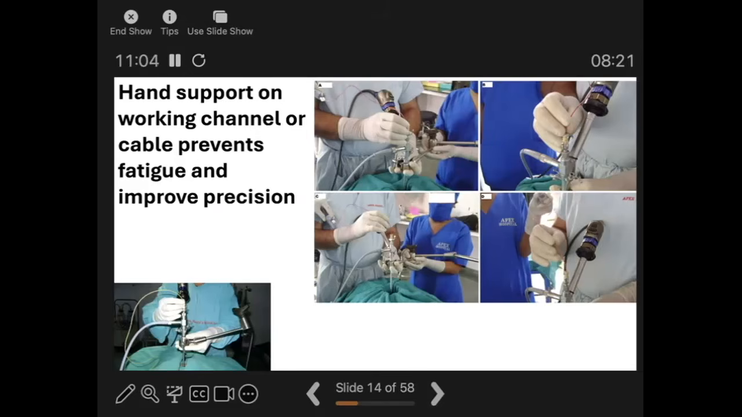It can be achieved by hand support on the working channel or on the cable. Here you see the hand is supported on the cable. Here it is supported on the working channel. In this case, the hand is hanging unsupported. In long surgery, it will give rise to fatigue and increase chances of tremors.